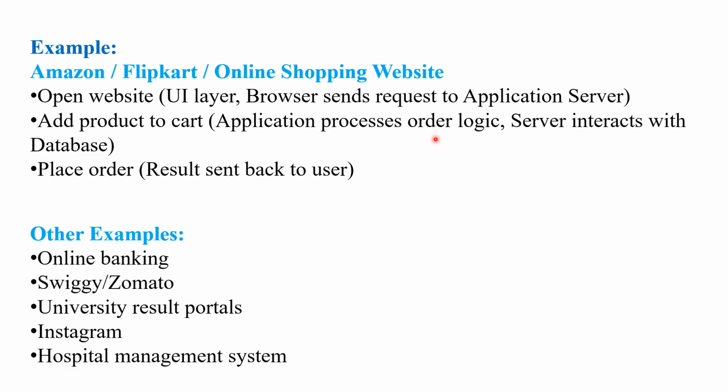It will check and process the order logic, and it interacts with the database to see whether that particular item is available in the database or not. Once the application server interacts with the database, it sends back the information to the user, whether the product is available or not. Next, once the product is available, the third step is placing the order. Now, the database will send the results like the total amount to be paid, etc. So, this is the example for the three-tier architecture.